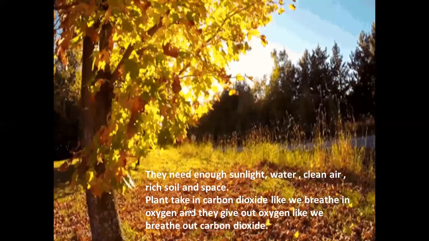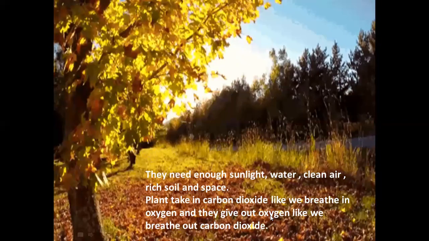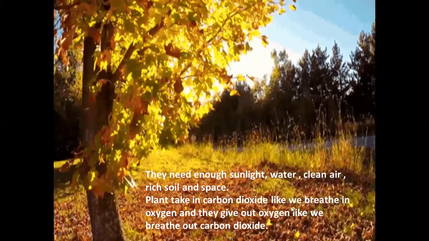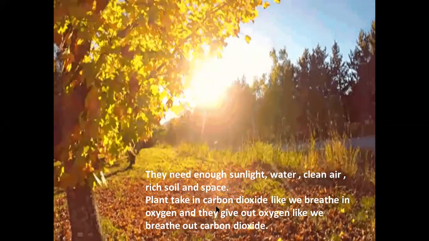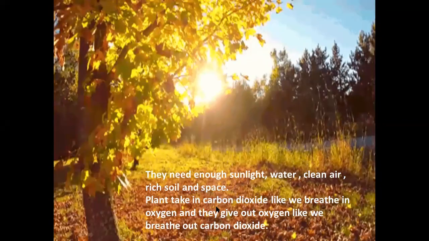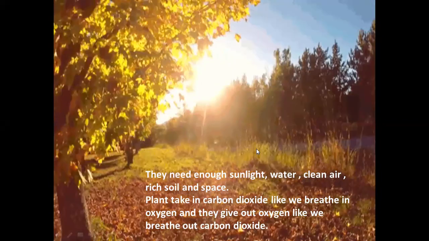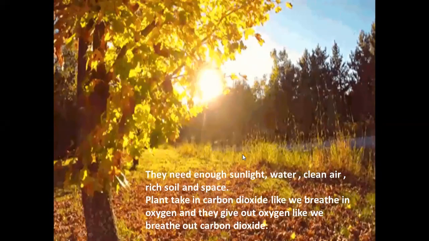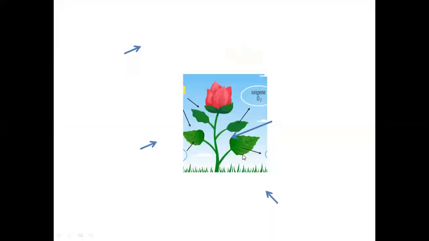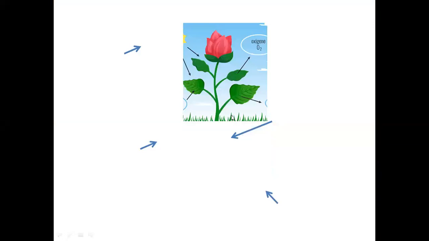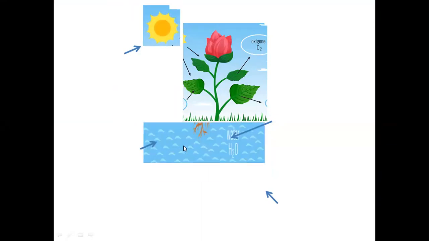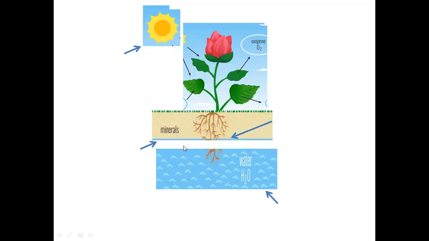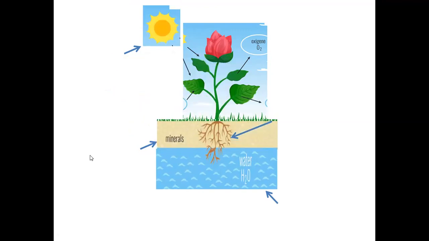And just like us, a human being takes in oxygen and takes out carbon dioxide, while the plant takes in carbon dioxide and takes out oxygen. The process is opposite in human and plant. Now, this is a plant. What they need? They need sunlight, water, good soil. Understood? And what is the purpose of taking these things?